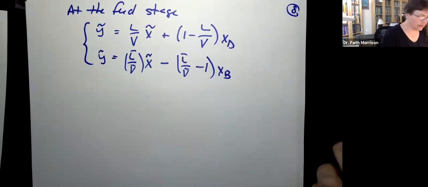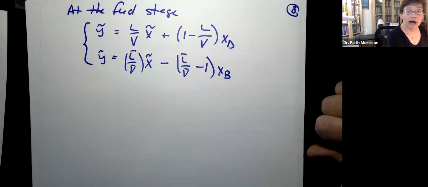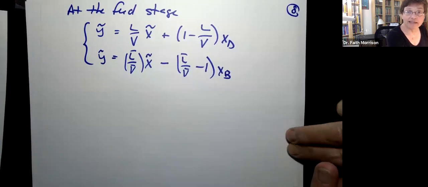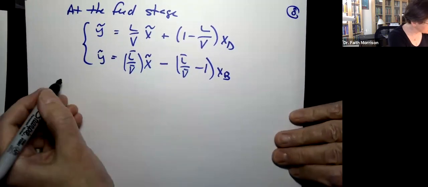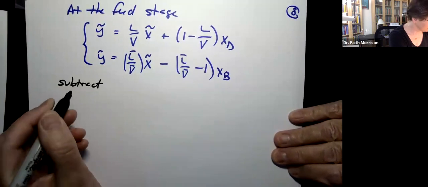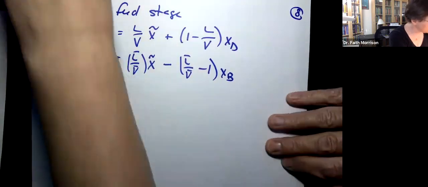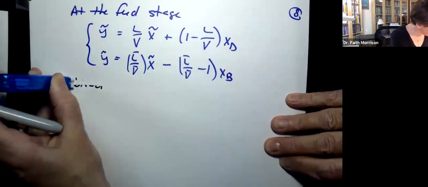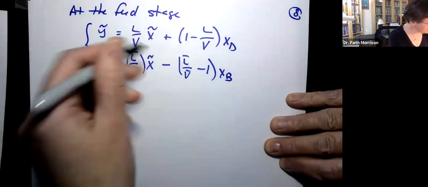So I'm going to combine these two streams together and get an expression for a constraint that has to be held at the feed tray. So I'm going to subtract. So first, before I subtract, I want to put these into a slightly different form. I'm going to multiply that V through.